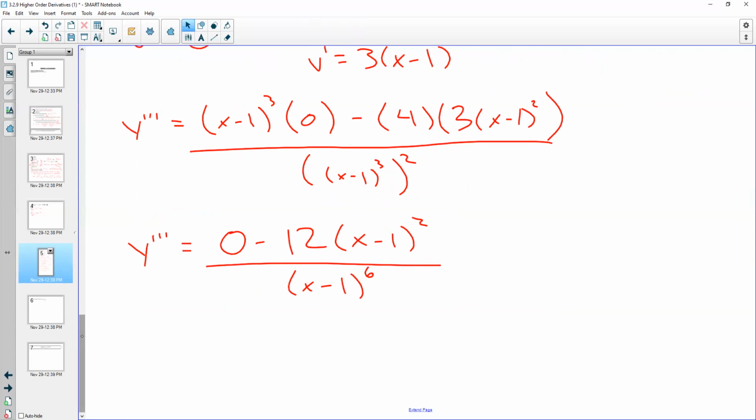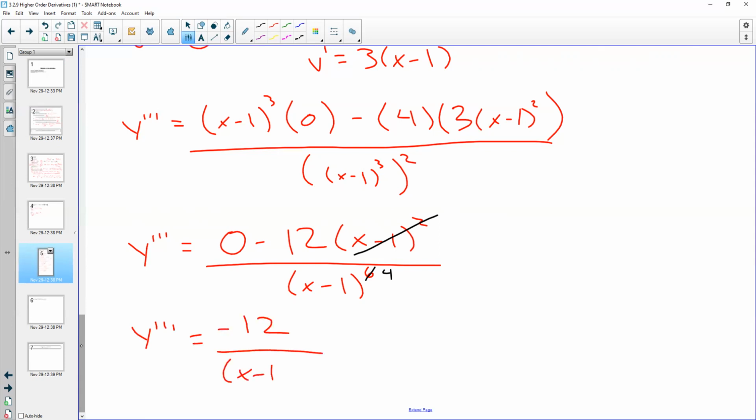Okay, we have x minus 1 on the numerator and x minus 1 on the denominator, so this will go away. If we subtract 2 from the 6 on the bottom, we will be left with 4. So we get y triple prime is equal to negative 12 over x minus 1 to the 4.